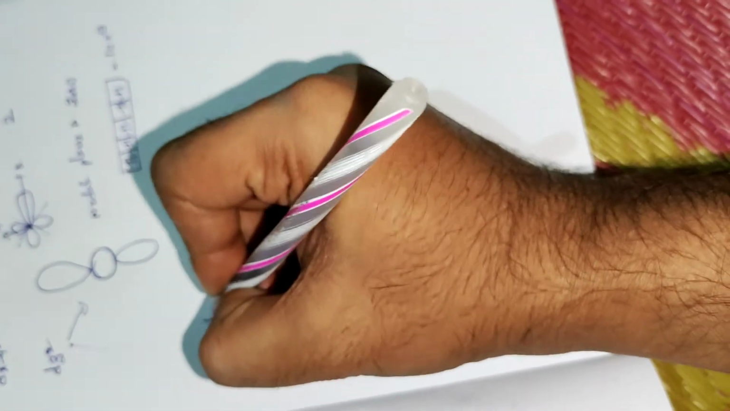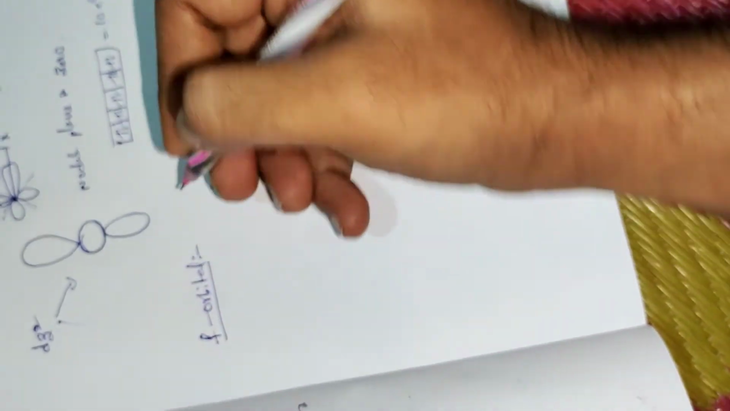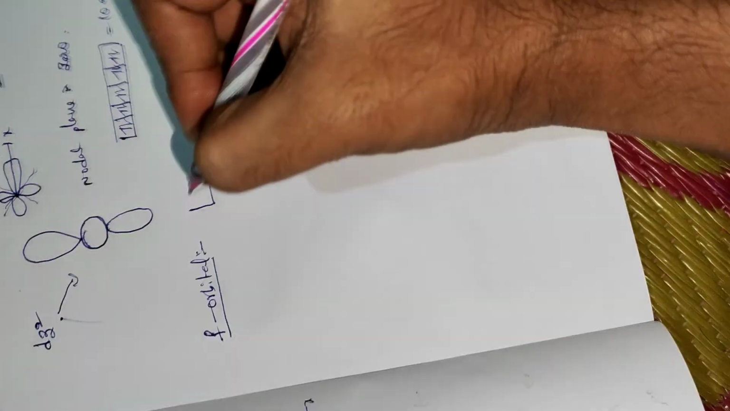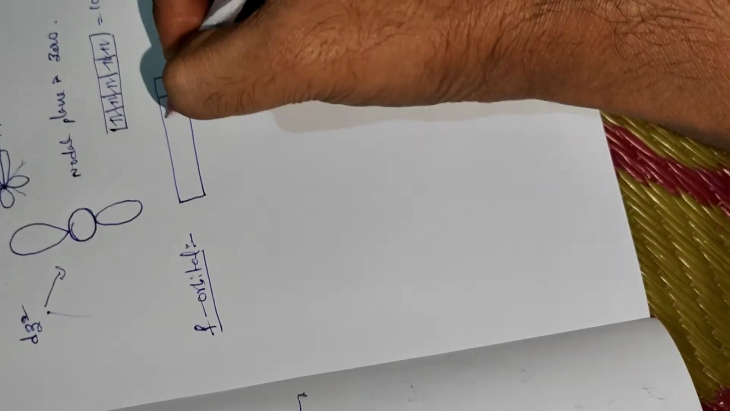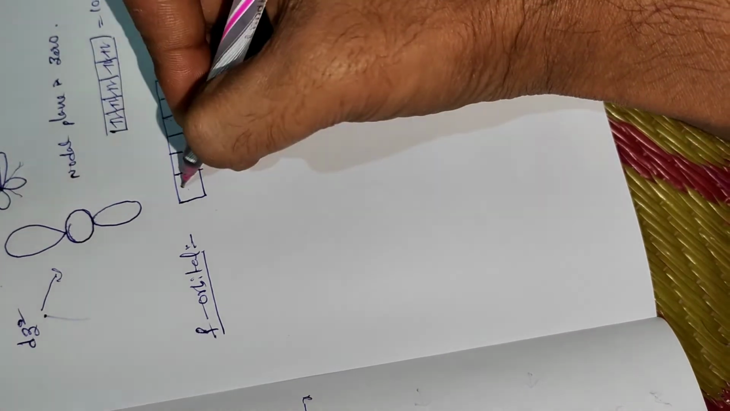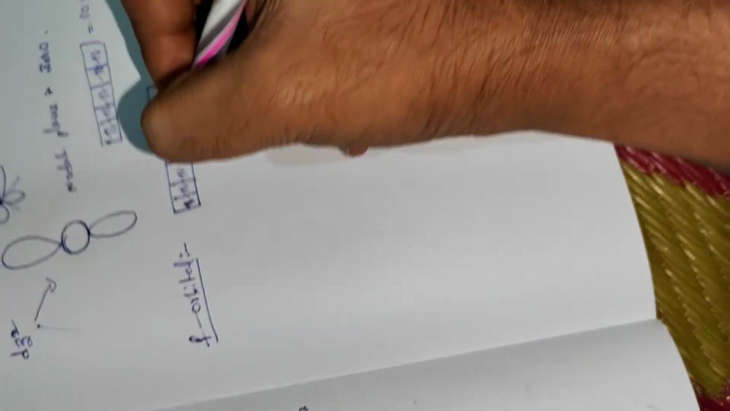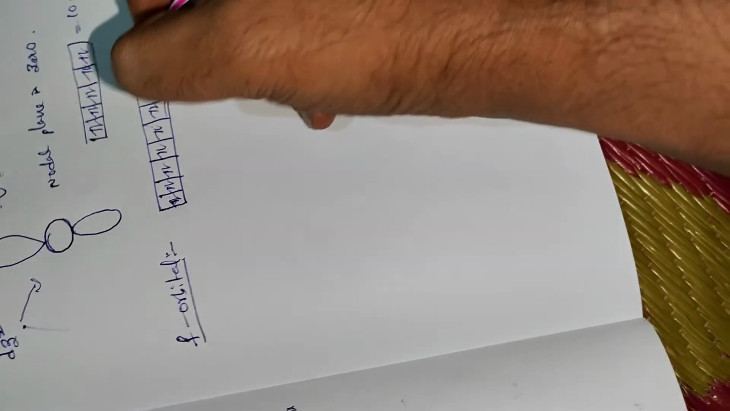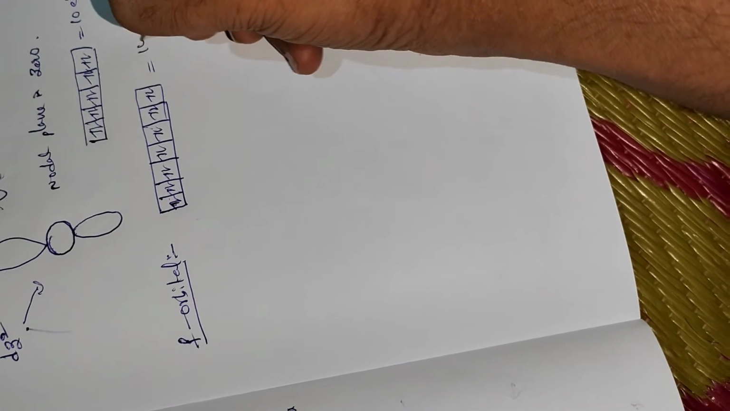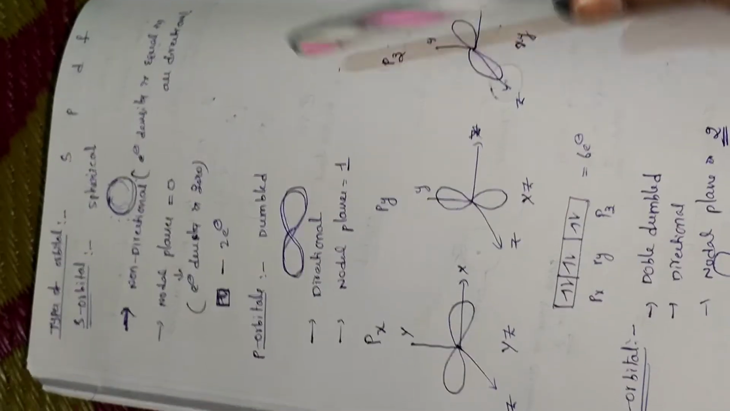The f orbital has leaf-like structures. We are not discussing that. But the f shell has 7 orbitals. Each orbital has maximum 2 electrons, so the f orbital has a maximum of 14 electrons. These are the types of orbitals: s orbital, p orbital, d orbital and f orbital.